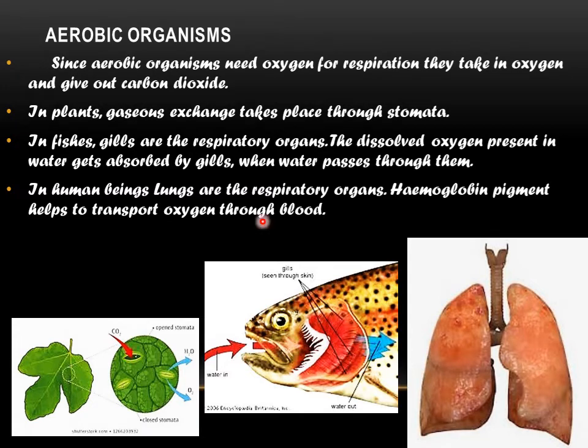Now for aerobic organisms, since they need oxygen for respiration, they have to take in oxygen and then give out carbon dioxide. In plants, the gaseous exchange takes place through openings on their leaves and stems, which are called stomata. So they can breathe in oxygen and they can give out carbon dioxide.